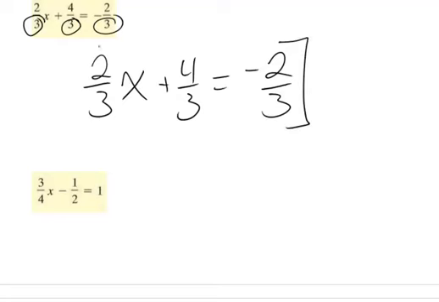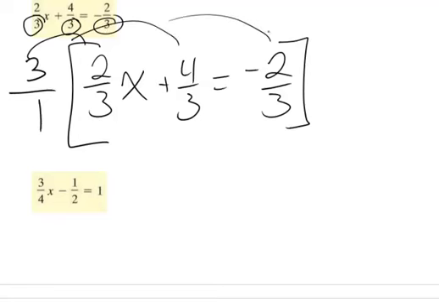I'm going to put that in these brackets here, and I'm going to multiply everything by my common denominator, which is 3 over 1. So my first step is to find the common denominator. It's 3. Then I'm going to multiply everything by that number 3, but I'm going to write it as a fraction since I'm dealing with fractions. And I'm going to go 1, 2, 3 times.